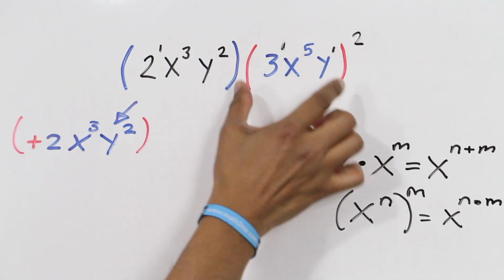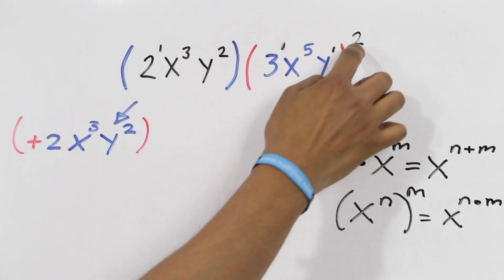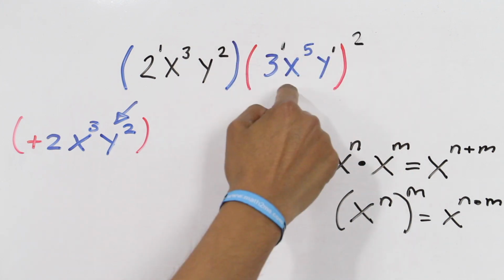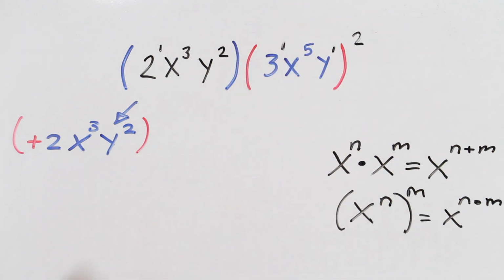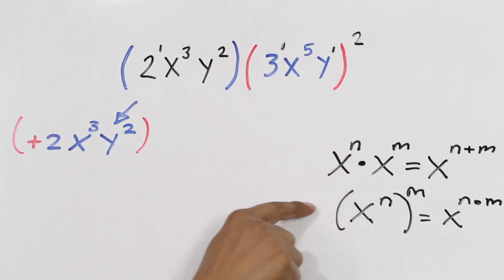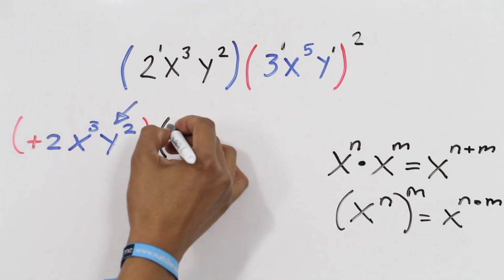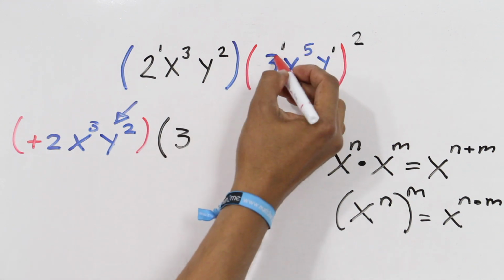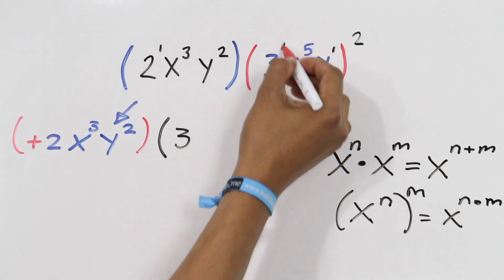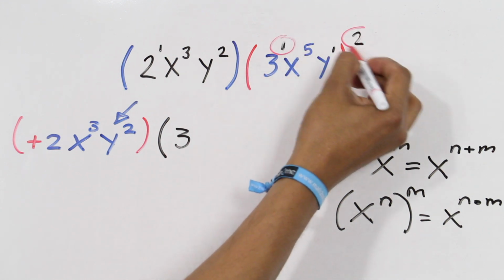Now, working with the second factor, we can see that outside the parentheses we have an exponent, but inside the parentheses we have 3 factors, each one with another exponent. It means that we need to use the second property. So I start with the parentheses, then I write the number 3 raised to the power of... if we have an exponent raised to another exponent, I need to multiply 1 times 2.